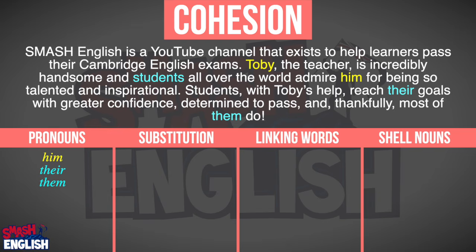Secondly, we have something called substitution. An example of this is most of them do. Do refers back to passing their exams, and it only makes sense with reference to the phrases that come before it. Thirdly, we have the use of linking expressions, for example, and.